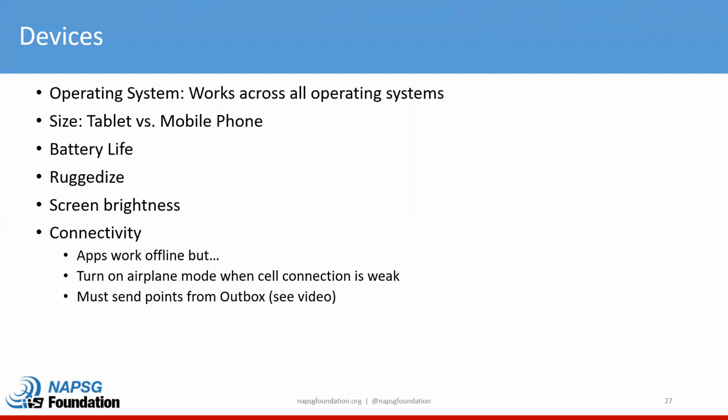And as Paul showed before, when you're done collecting, you have to be sure that you send that data from your outbox. And if you're working in an area of sketchy reception, you might want to put your phone in airplane mode, because that'll get you the most accurate location.